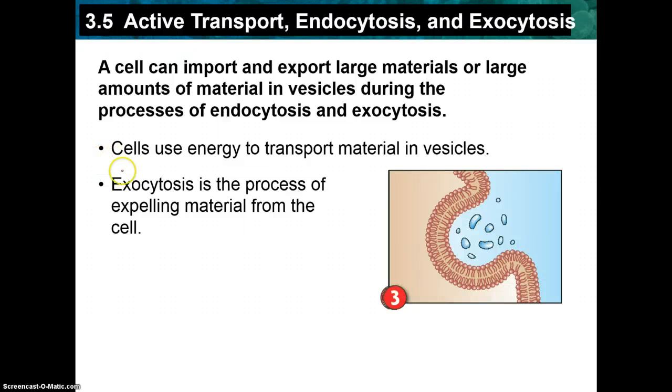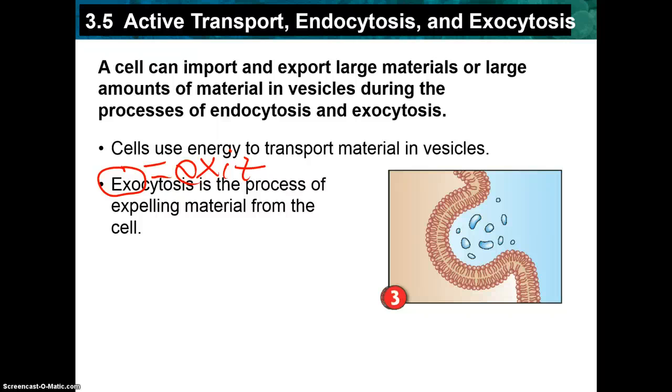We have exo, which means exit. It sounds really gross, but whenever I learned this in bio, I always thought of it as the cell's way of puking. So exocytosis is just the way of making the material leave the cell.